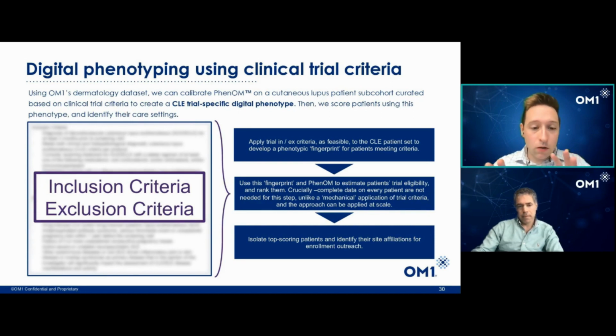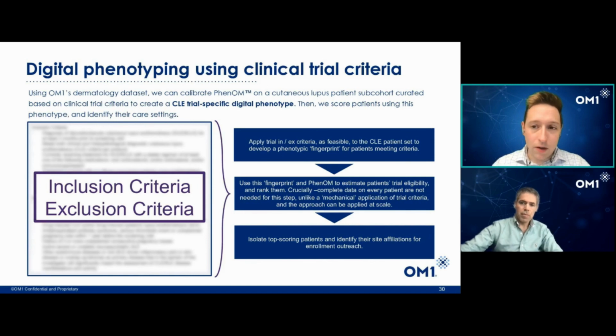Now, if real world data were perfect and all data were perfect everywhere, you would say, well, let's just apply these criteria mechanistically. What do we need all this AI stuff for? It's just filtering, right? Check the boxes in your Excel spreadsheet and you have the patients. We know that that isn't the reality, either in terms of data or in terms of real world clinical practice.